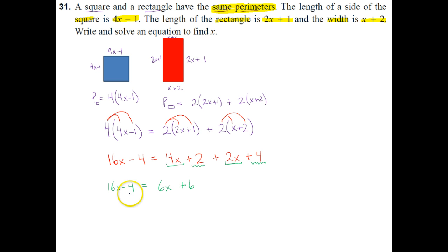Then I still have x on both sides. And so what I'm going to do is subtract them off the side where there's fewer of them. So 6x is less than 16 of them, so I'm going to subtract 6x from both sides of the equal sign. And I'll just write them under the like term that they would actually get combined with. So 16 minus 6 is 10, so that's 10x minus 4 equals 6x minus 6x is 0, plus 6 is 6.